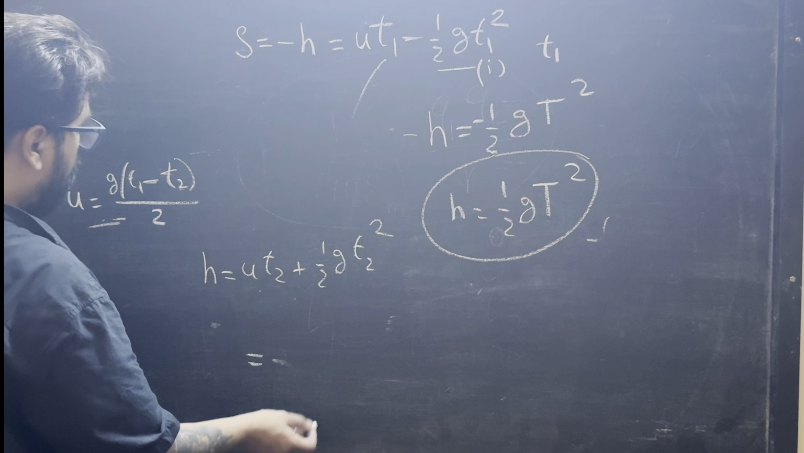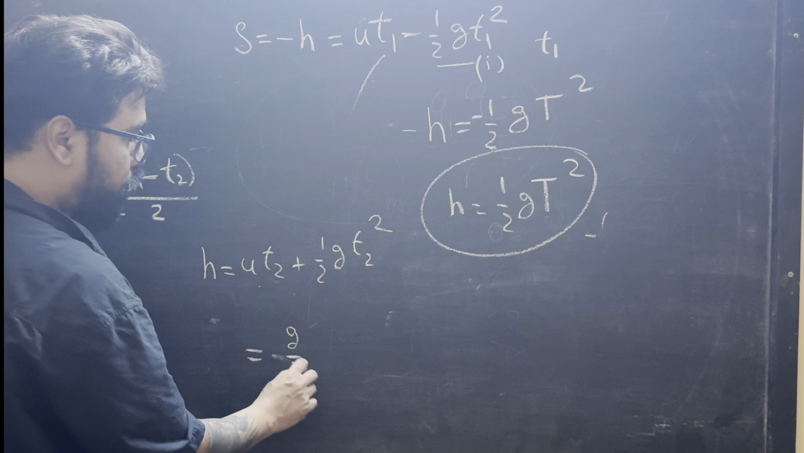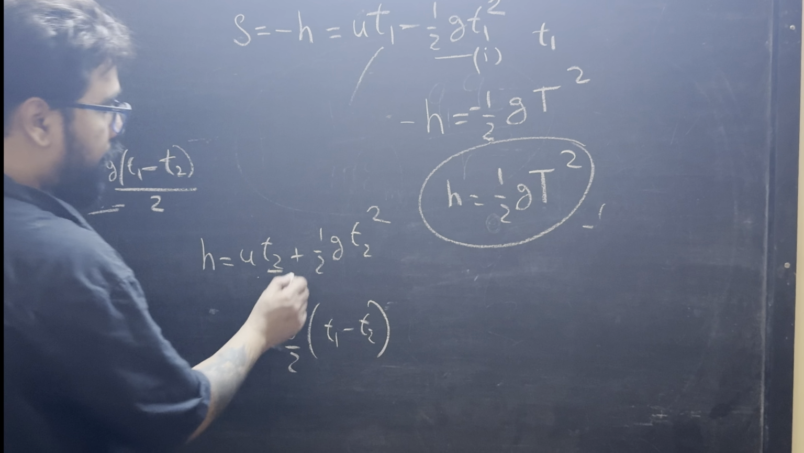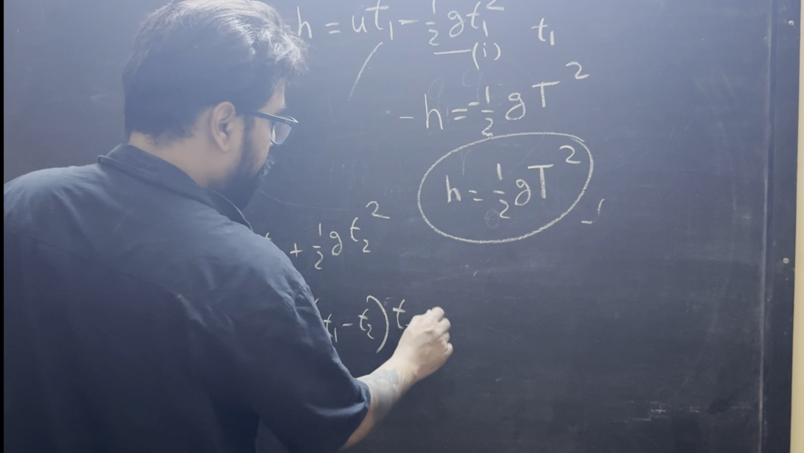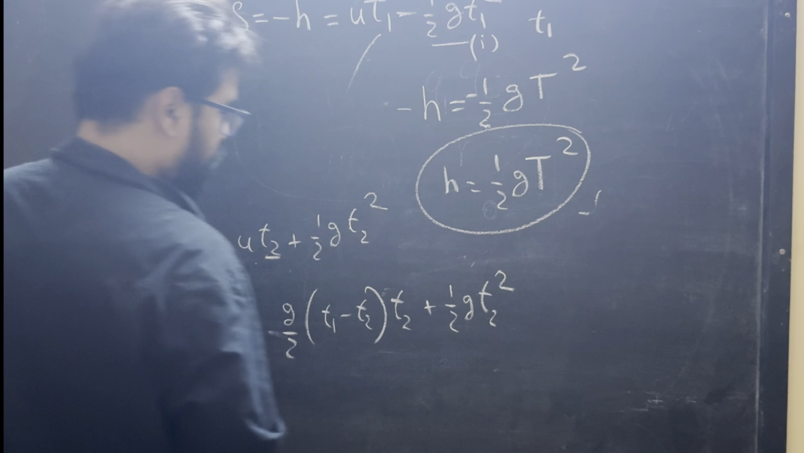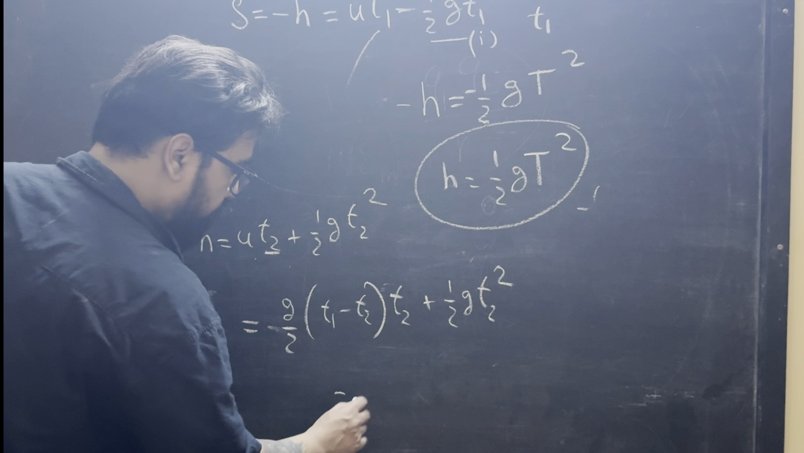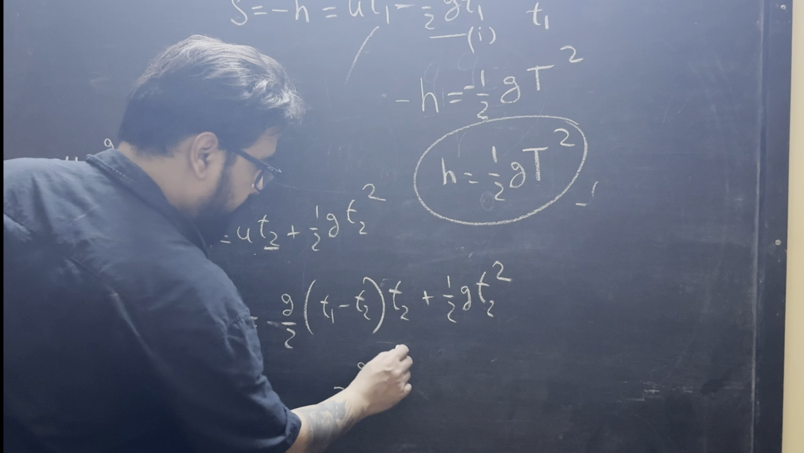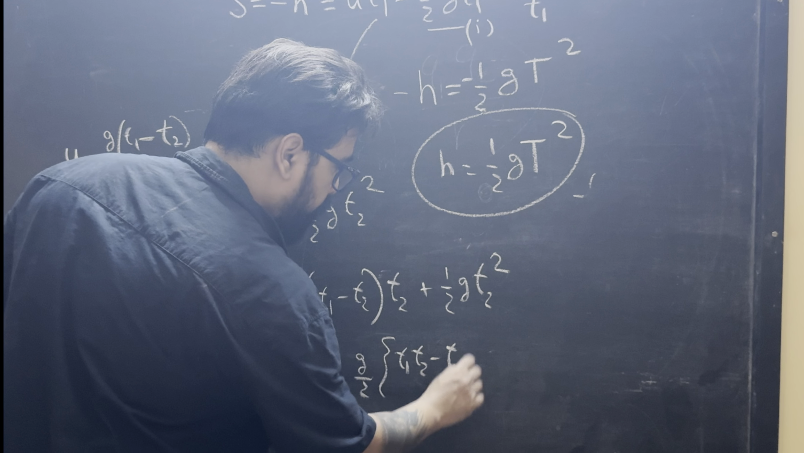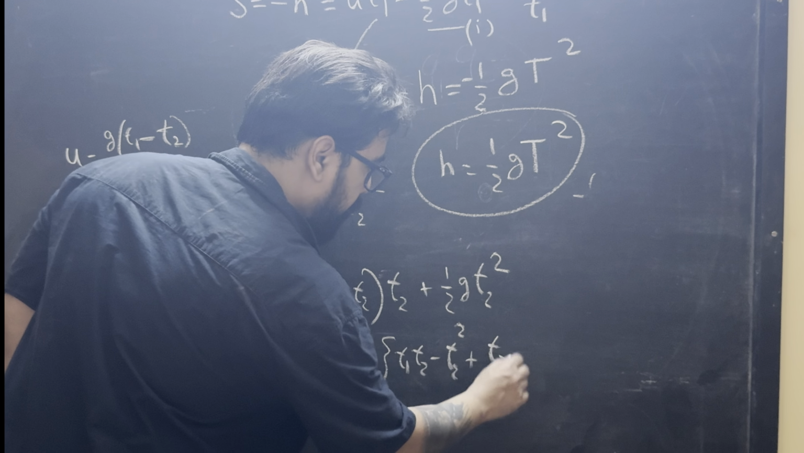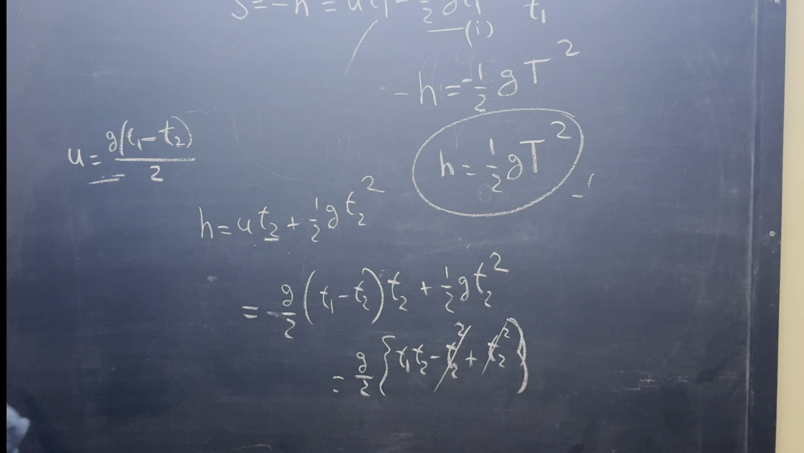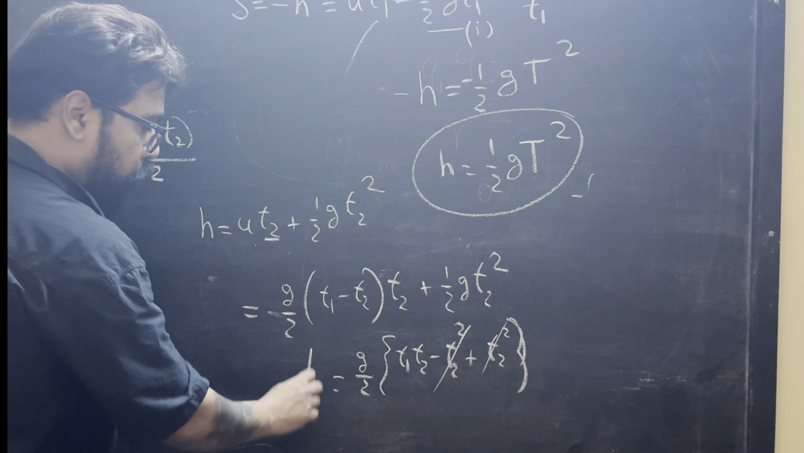So what am I getting? I am getting g by 2 into t1 minus t2, into t2, plus half g t2 square. So you can take half g out, or g by 2 out, and you are getting t1 t2 minus t2 square plus t2 square. So t2 square and t2 square cancel out. So this is your h, small h.